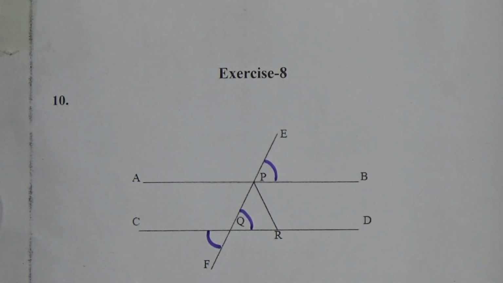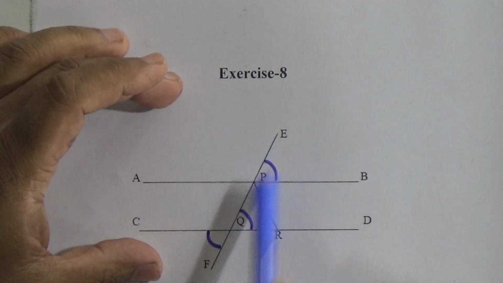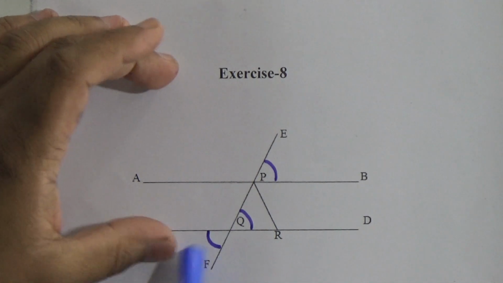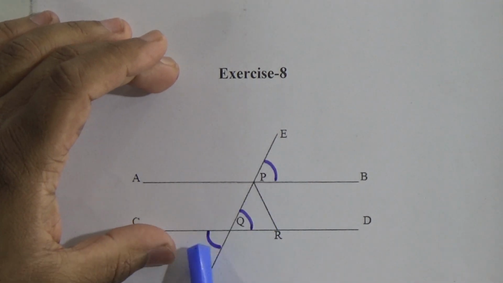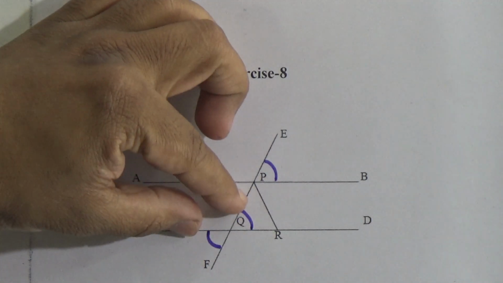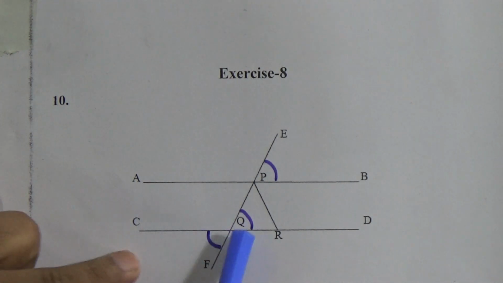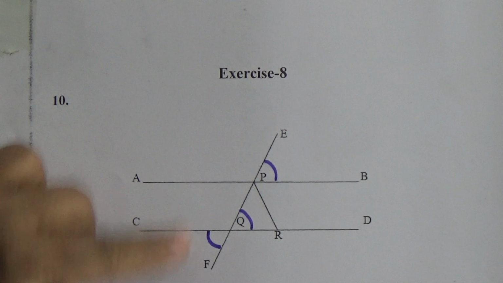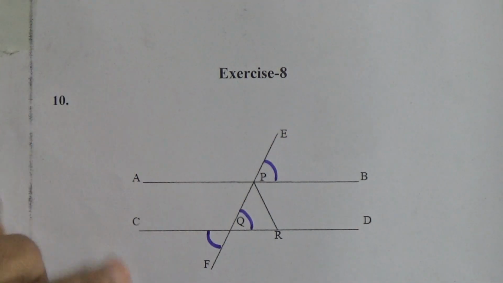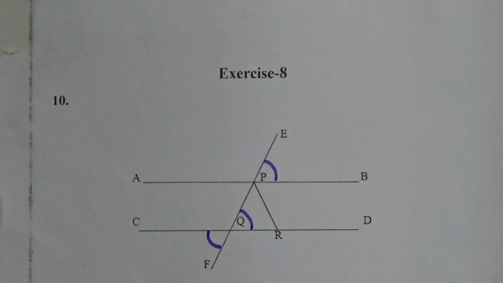We know that vertically opposite angles are always equal. So this angle equals this one, and this angle equals this one. These two angles are corresponding angles, so they are equal, and these two angles are vertically opposite angles, so they are also equal. That means the angle CQF equals 60 degrees, because BPE is 60 degrees and these three angles are equal. That is why the angle CQF equals 60 degrees. This way we determine the value of CQF.